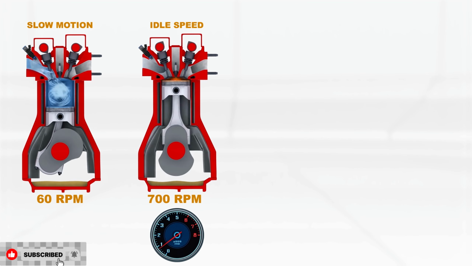The firing order for this engine is 1, 3, 4, 2. It means that the power stroke occurs in the first cylinder, then the third, fourth, and finally the second cylinder. The sequence is then repeated.